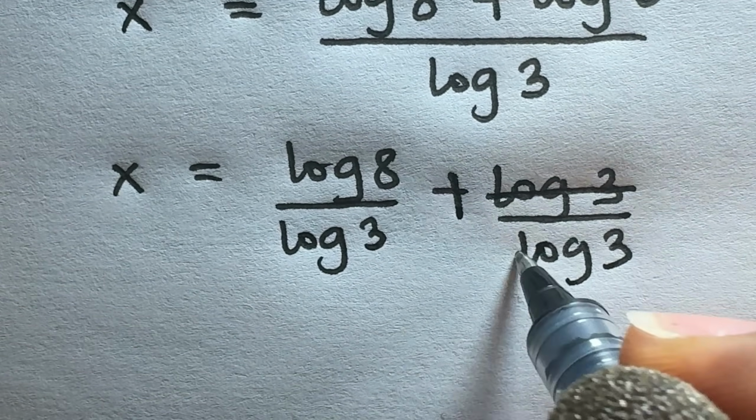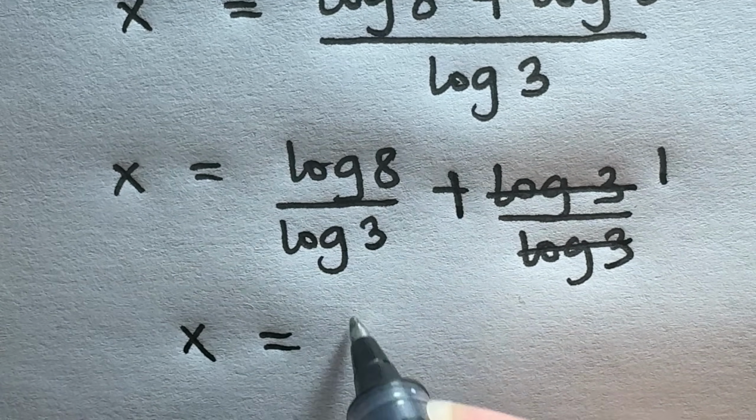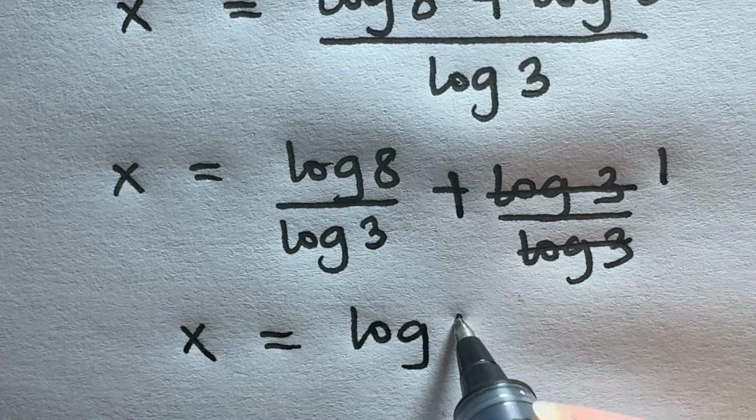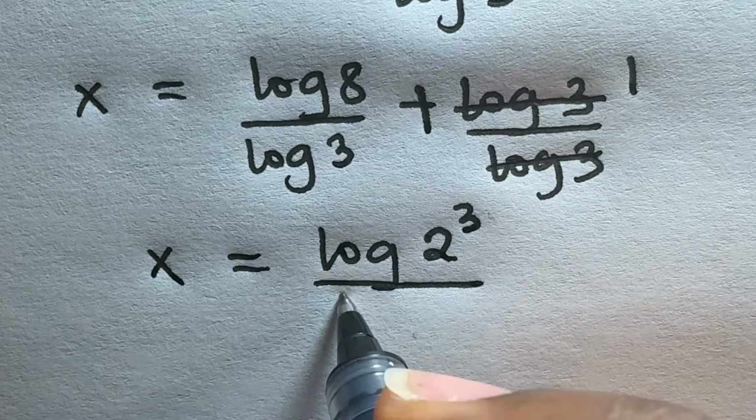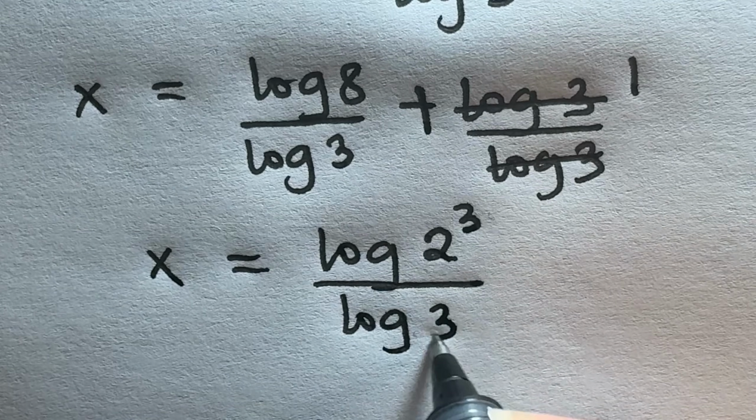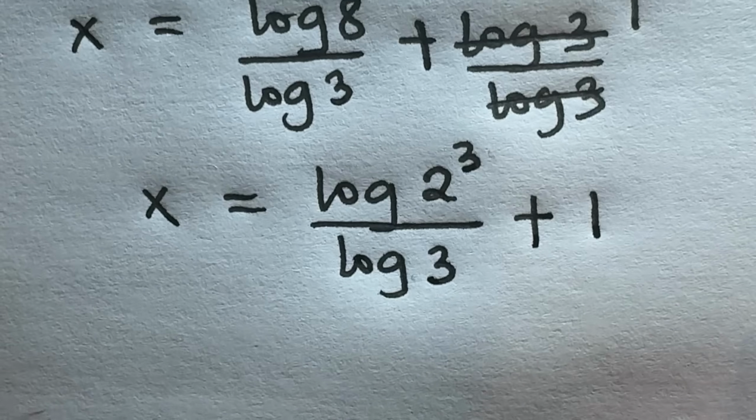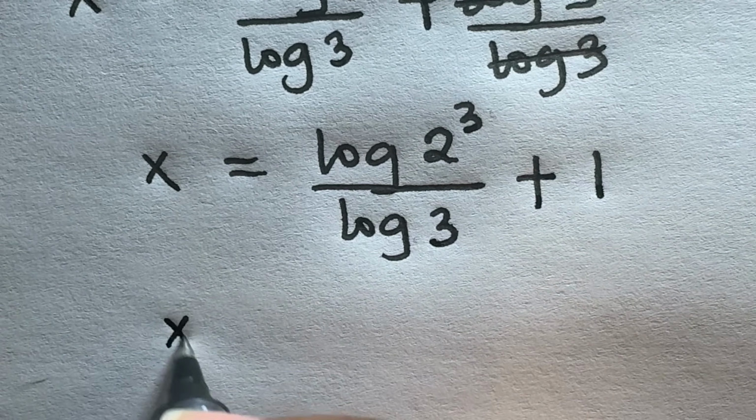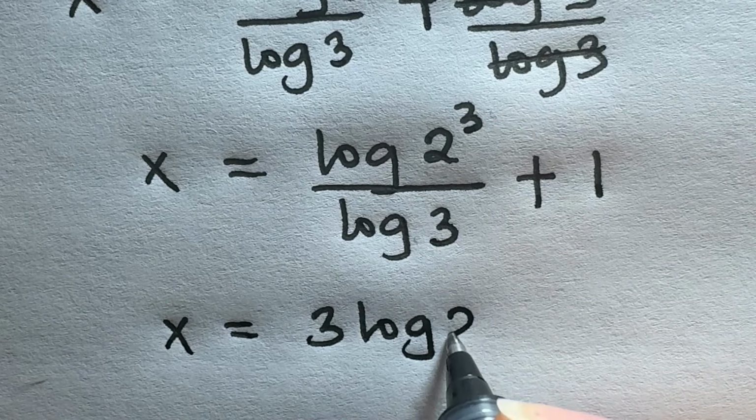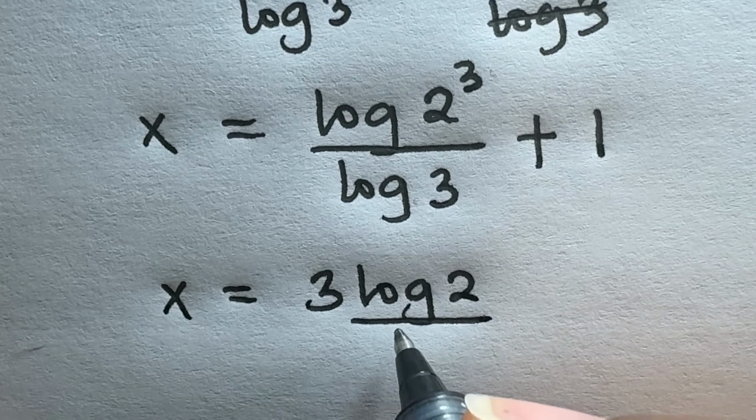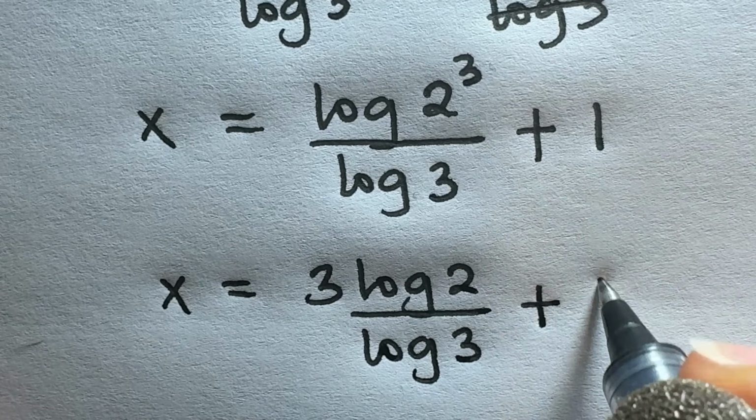Log 3 divided by log 3 here is 1. So we have x is equal to log 8, and 8 here is 2 raised to power 3, then divided by log 3. Don't forget this one, plus 1. This will then give us x is equal to 3 times log 2 divided by log 3, then plus 1.